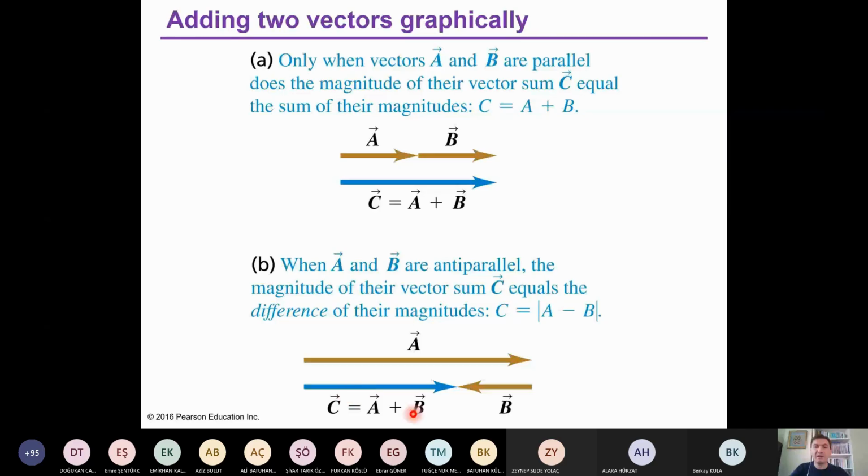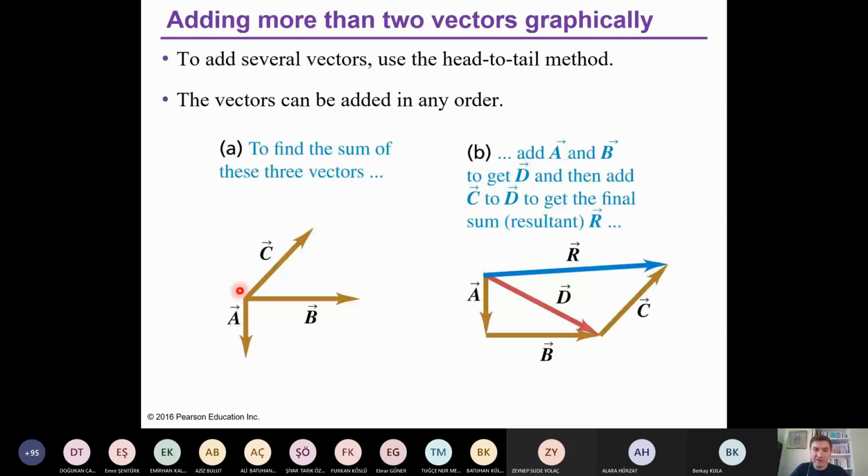So now let's consider that we have many vectors, more than two vectors, and how to add this many vectors graphically. So to find the sum of these three vectors, here I have A vector, B vector, C vector. They have different magnitudes and they have different directions. So you can add them in any order, it doesn't matter. So you can do like this, A and B head to tail, and then resultant is D, then C plus D. D is the resultant of A plus B and plus C, so this is the resultant vector.